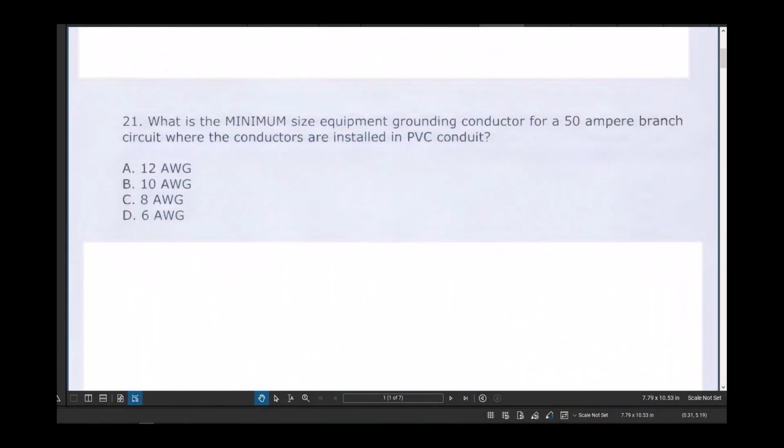Question 21. What is the minimum size equipment grounding conductor for a 50 amp branch circuit where the conductors are installed in PVC conduit? A. 12 gauge, B. 10 gauge, C. 8 gauge, D. 6 gauge. Definitely the keyword here is equipment grounding conductor. We're looking specifically for 50 amp, and when installed in the PVC, we just consider this part too.